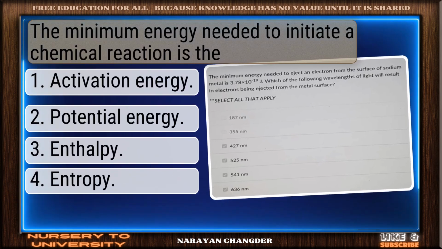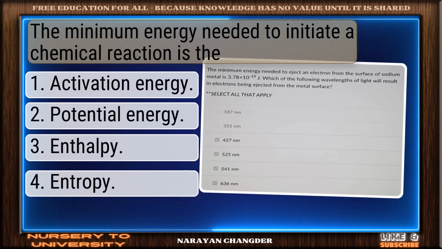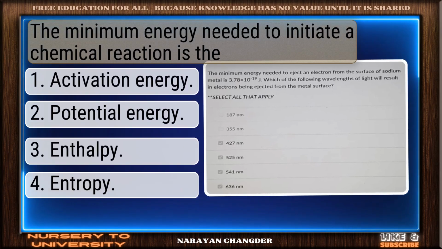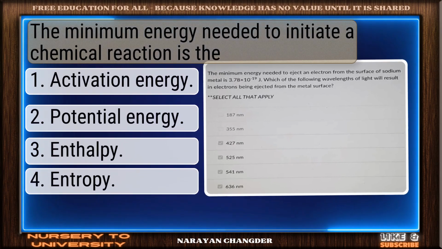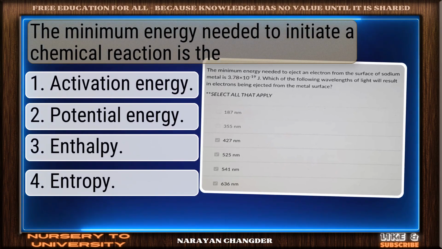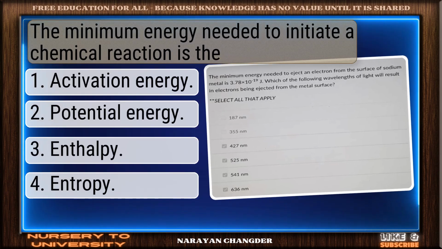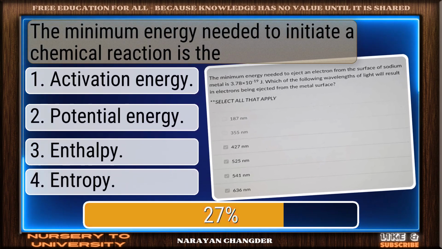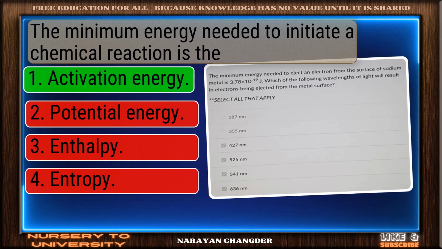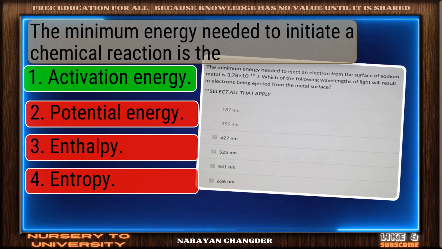The minimum energy needed to initiate a chemical reaction is the Option 1, activation energy. Option 2, potential energy. Option 3, enthalpy. Option 4, entropy. Yeah, activation energy is correct.